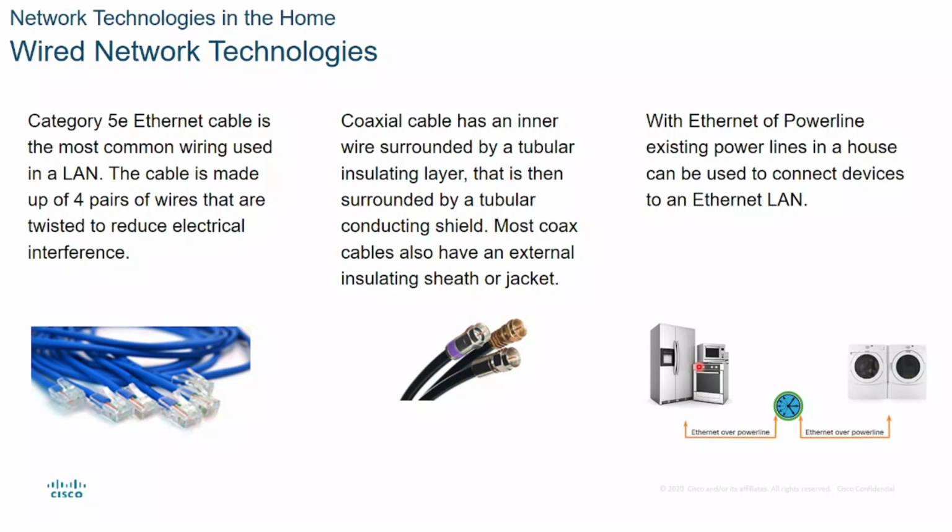Then there's also coaxial cable. Coaxial cable has an inner wire surrounded by a tubular insulating layer that is then surrounded by a tubular conducting shield. If you want to know a coaxial cable, remember what you usually use to connect your DSTV, your GoTV, your antenna locally, that's a coaxial cable. Then with Ethernet over power line, existing power lines in a house can be used to connect devices to the internet.